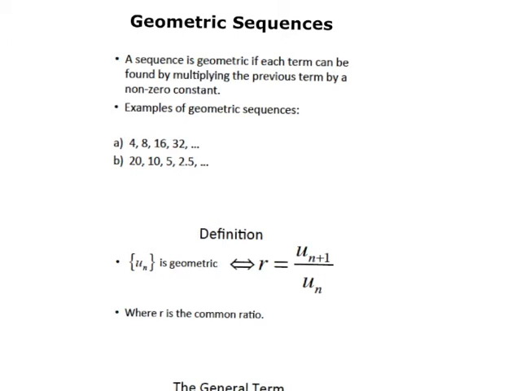So examples of geometric sequences: 4, 8, 16, 32. What's happening each time? Not going up by 2. Multiplying by 2. You have to be careful how you say it. Multiply, because if you said in an exam going up by 2, you get it wrong. Okay? Times by 2. So I just want to write that down. It's timesing by 2.